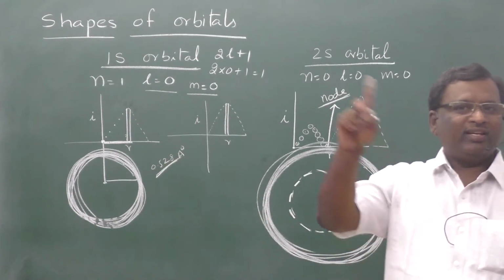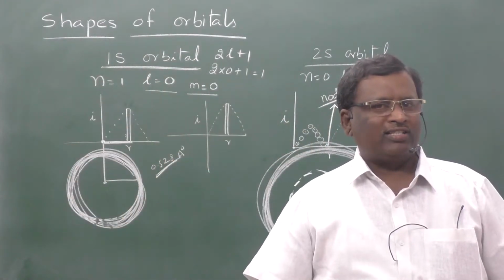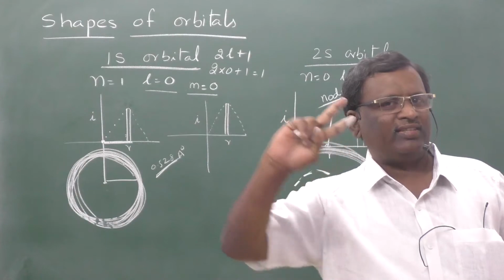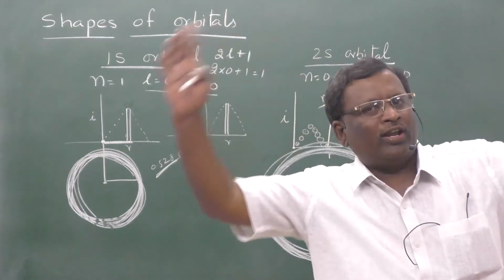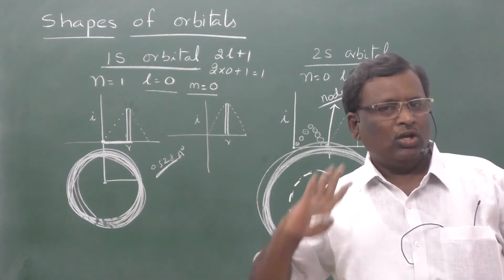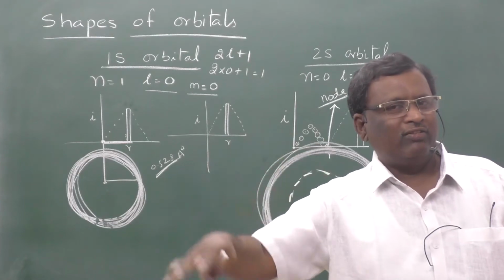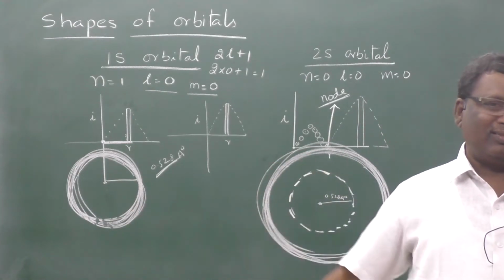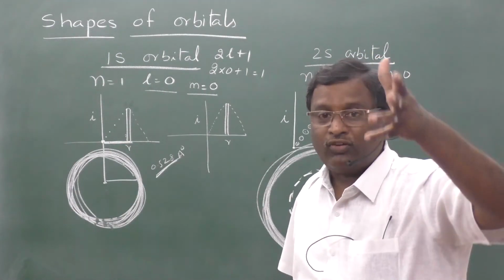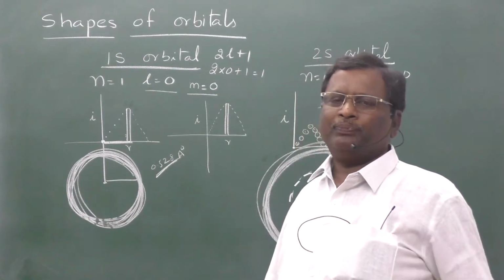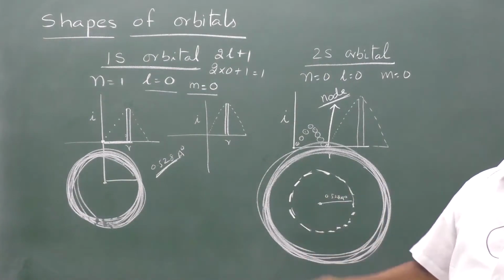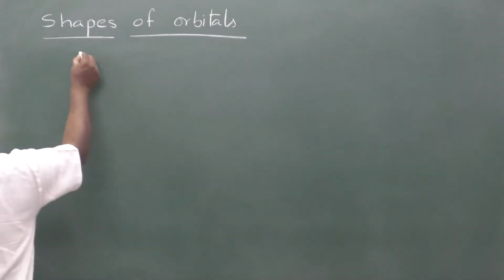Now you can imagine the 3s orbital is somewhat larger than the 2s orbital. It will have two nodal regions, one with respect to 1s and the other with respect to 2s. In the 4s orbital, you will find three nodal regions, one with respect to 1s, another with respect to 2s, and the third with respect to 3s, and so on. In the 5s orbital, you will have four nodal regions. In the 6s orbital, you will have five nodal regions, and so on. This is the shape of the 1s and 2s orbitals. 2p orbital.